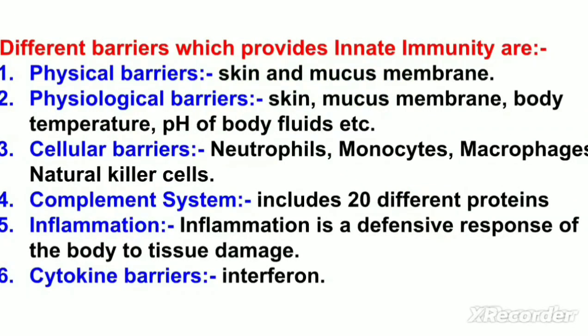Now, I am going to discuss different barriers which provide innate immunity. First one is physical barrier, which includes skin and mucous membrane. Skin's tough layer, stratum corneum, prevents the entry of bacteria and viruses. Mucous membrane provides mucus, which traps the microorganisms and dust during respiration.